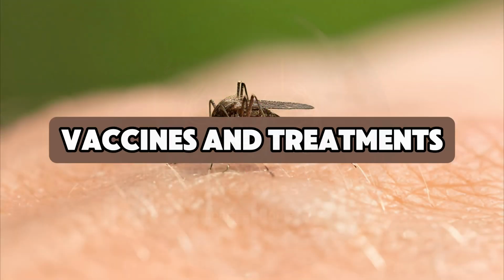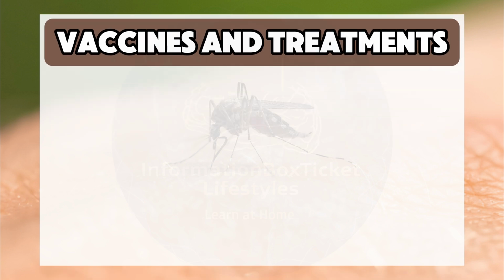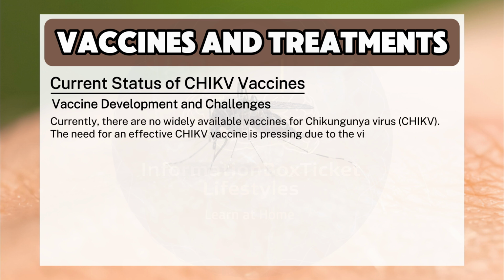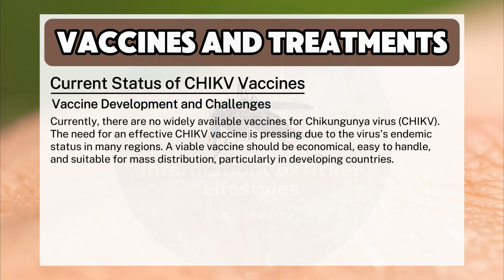Vaccines and treatments for Chikungunya virus. Current status of Chikungunya virus vaccines. Vaccine development and challenges. Currently, there are no widely available vaccines for Chikungunya virus. The need for an effective Chikungunya virus vaccine is pressing due to the virus's endemic status in many regions. A viable vaccine should be economical, easy to handle, and suitable for mass distribution, particularly in developing countries.